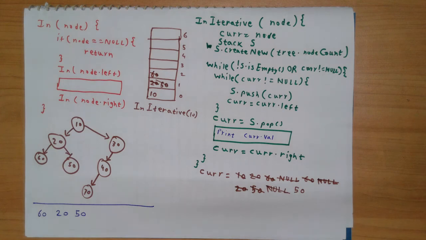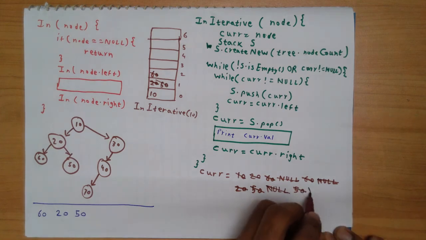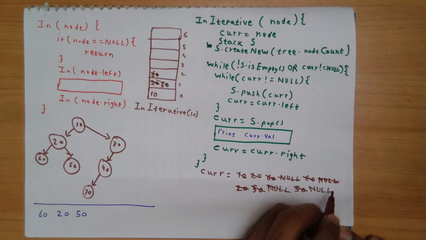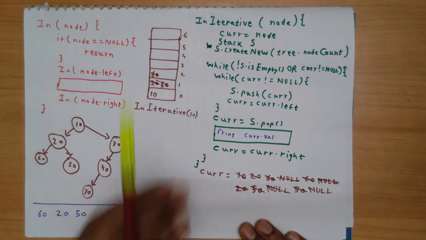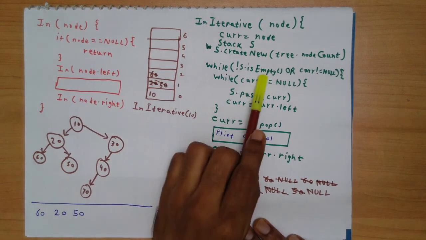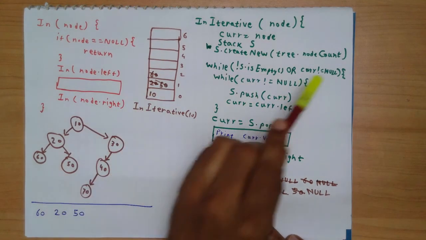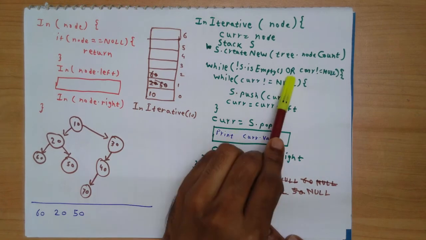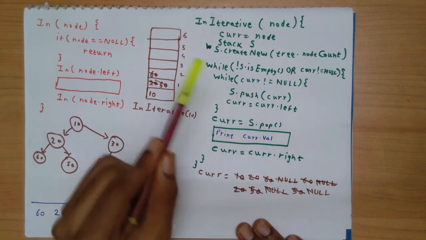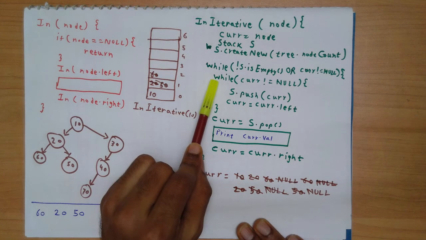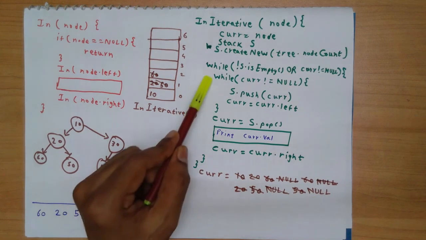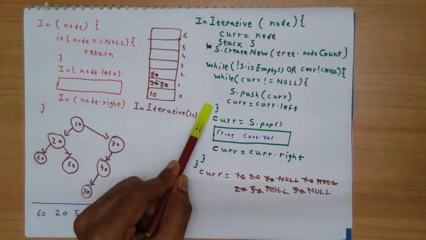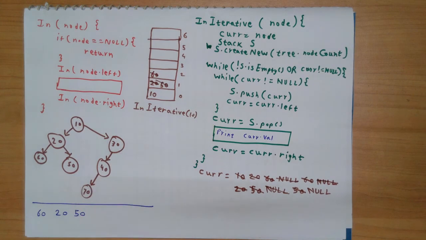But 50 is a leaf node, so my current will become a null node again, and I come back to the beginning of my while loop. I ask the question, is my stack empty? It is not, it has a single element. So let's not worry about the second condition, because there is an or between them. I ask the question, is my current null? My current is null. In that case, I'll skip this while loop, and I'll pop a node from my stack, and I'll get back my 10.